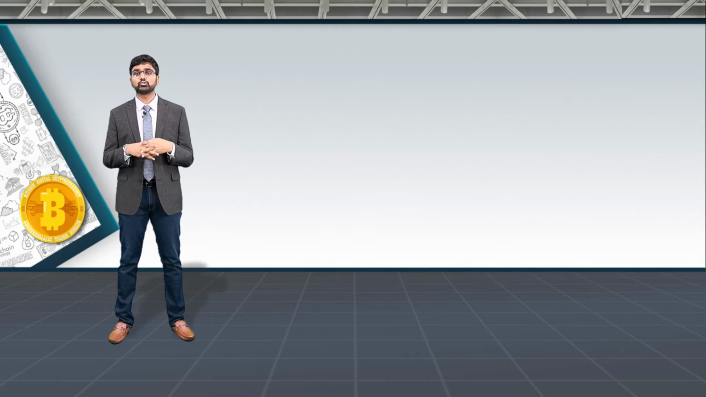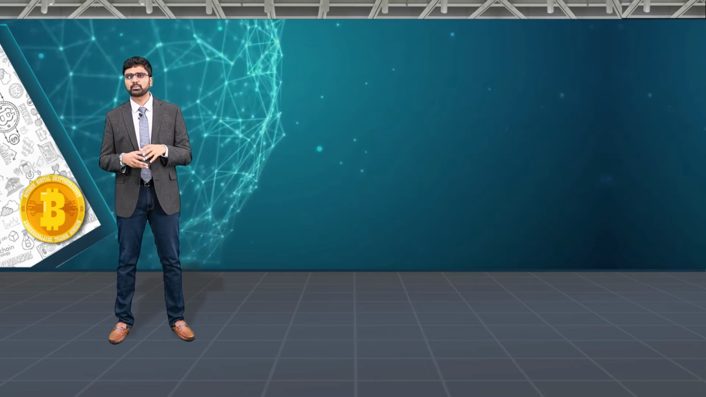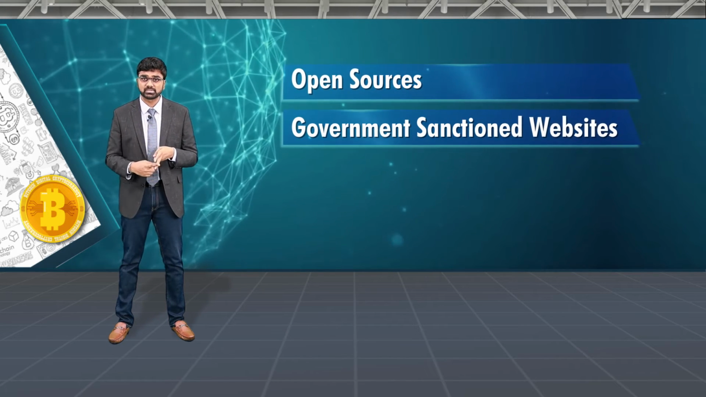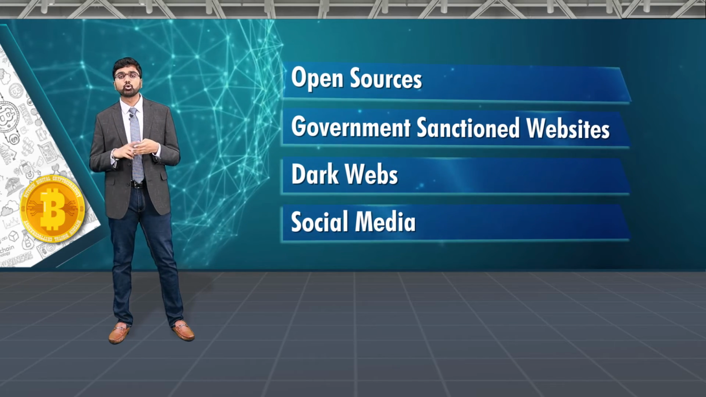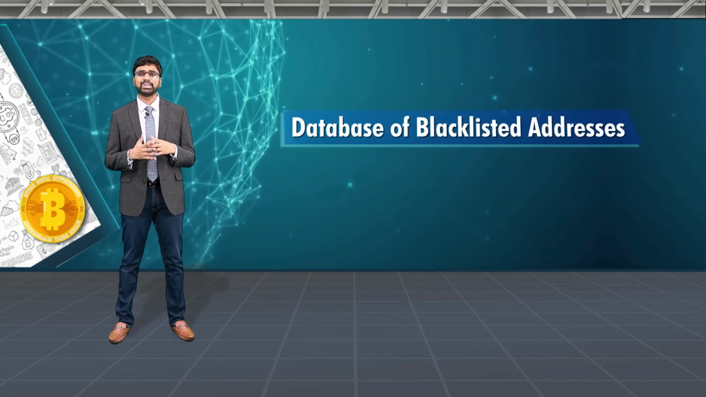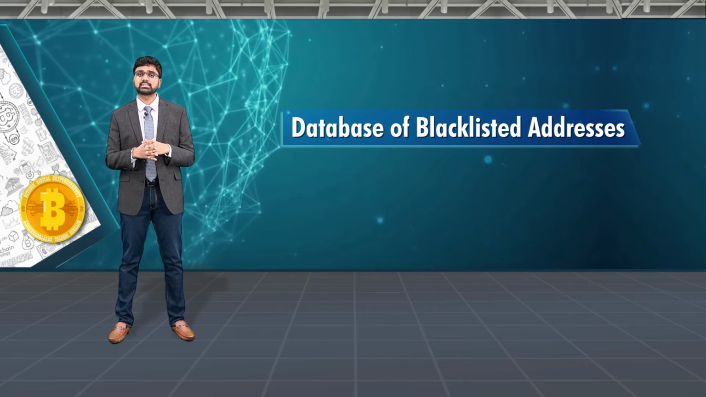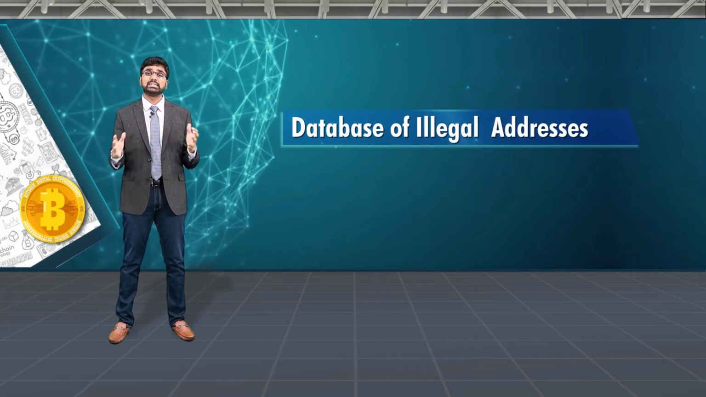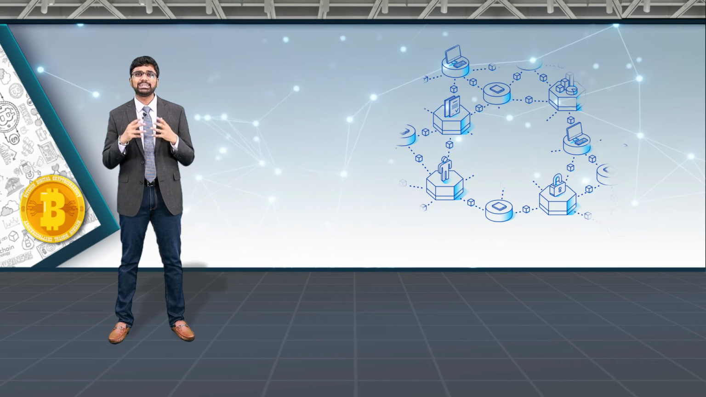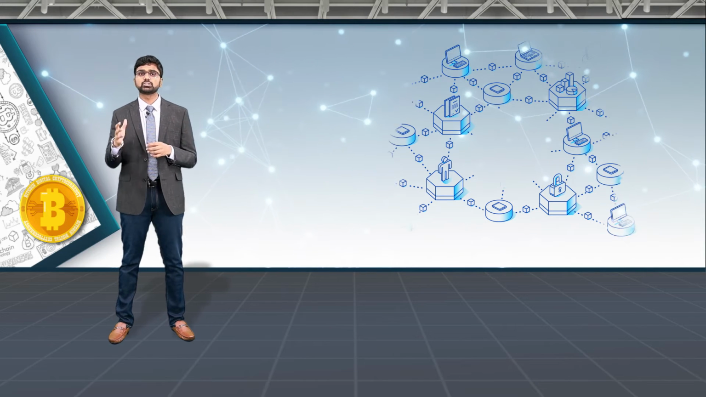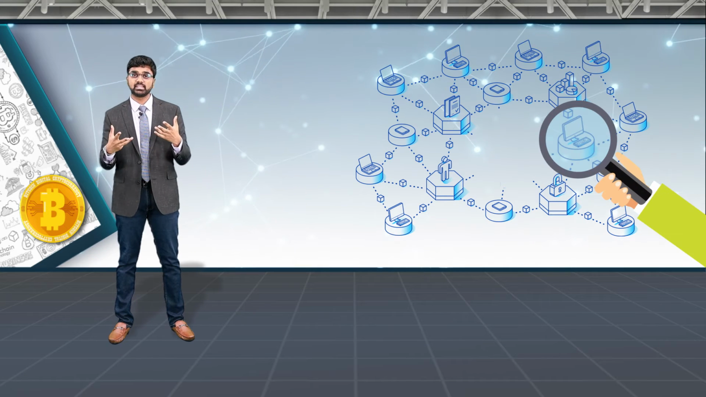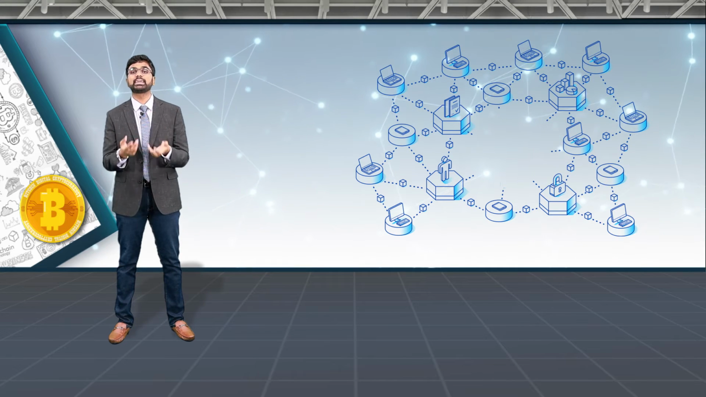So this is how I try to gather as much data as possible from across the world. It can be from open sources, from government sanctions websites, from the dark web, from social media, anywhere, open source and otherwise. And then we try to create a database of blacklisted addresses, a database of illegal addresses. Once a database is created, we know that any amount which comes in or goes out of these illegal addresses can be traced. This tracing will help us to catch them.